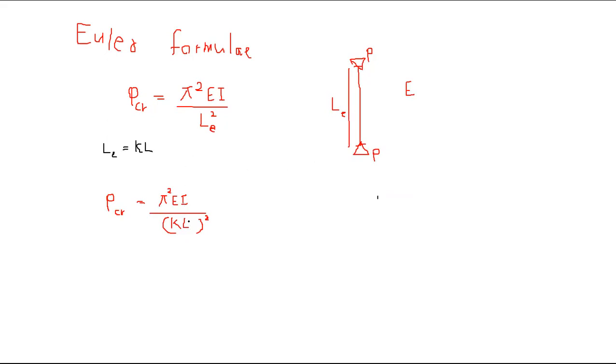So this L effective means, I don't think you have probably heard this. The L effective means the distance between zero moments. That's it, right? For a pin end case, you know at the pin ends moment is zero, right? So the total length would be the L effective. So that it is equal to total L. That means K should be 1 in that case.